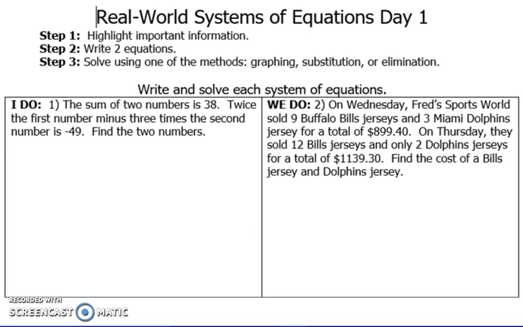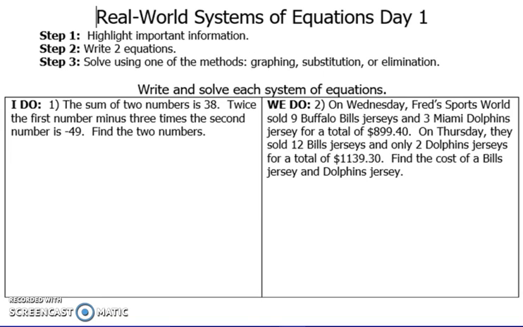Now, for real-world systems of equation problems, the big thing we want to focus on is to highlight the important information. And then we need to write two separate equations. It is called systems of equations, and a system means that we have two or more. Now, we're going to focus on two. And then step 3 is solving them. You can graph it, you can use substitution, or you can use elimination. Any of the three work.